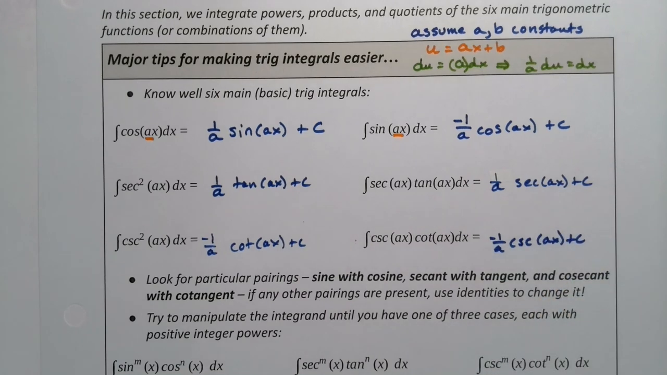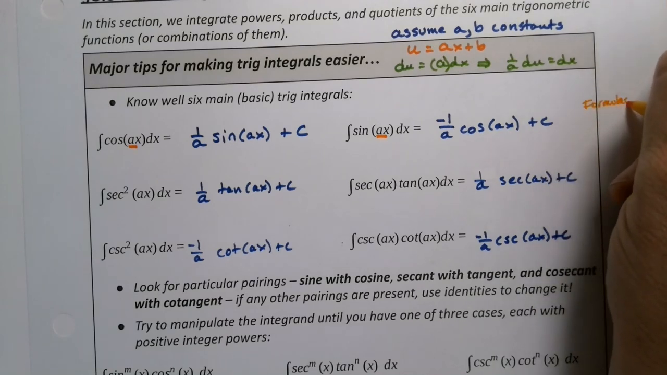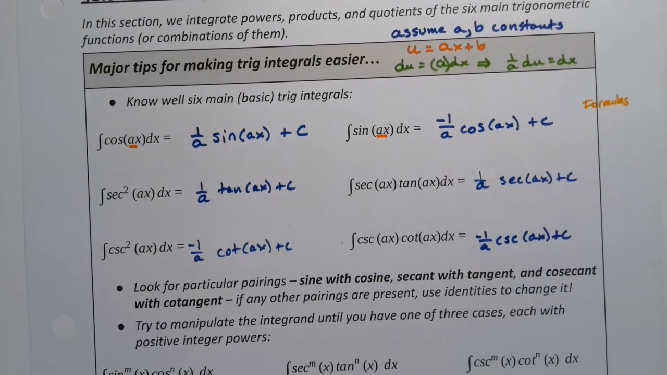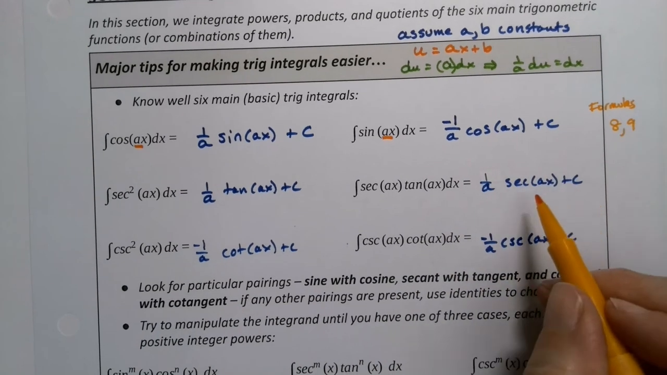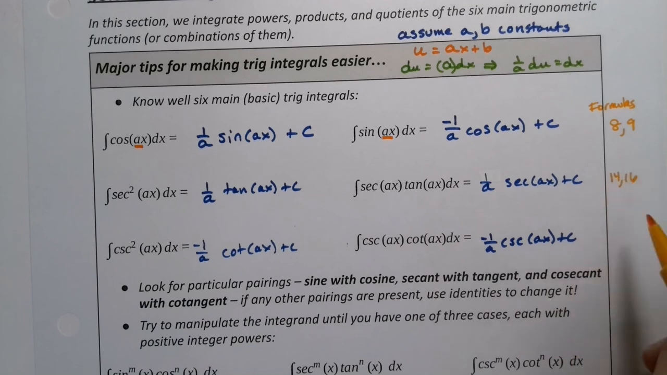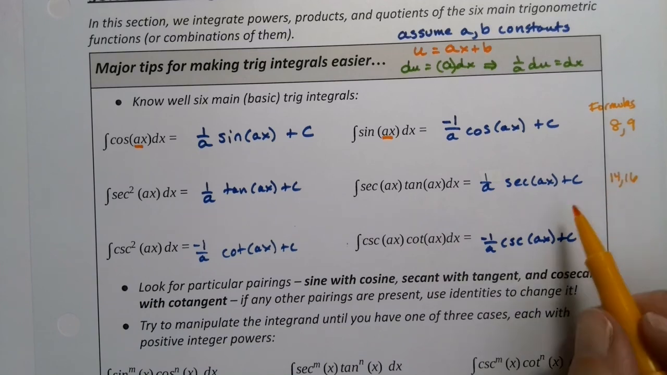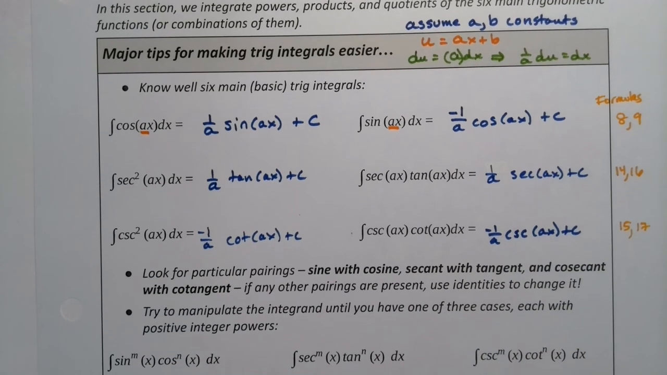And if you're looking for the formulas on the formula sheet, let me see here, 8 and 9 for this row. Secant squared is 14 and secant is 16, so 14 and 16. And cosecant squared is 15 and cosecant cotangent is 17, so 15 and 17 on your quick reference sheet.